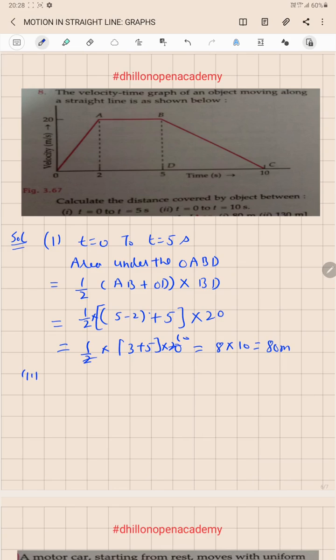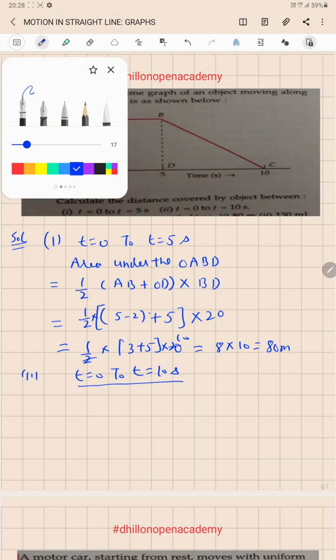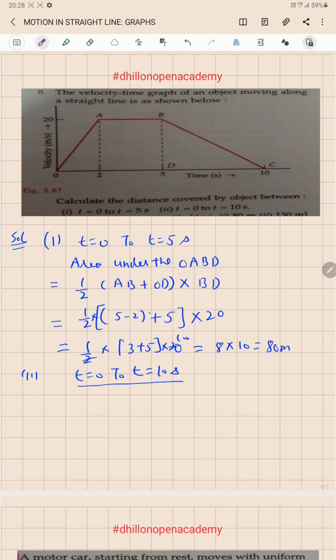Similarly, we can find the second, from time t equal to 0 to time t equal to 10 seconds. Over here, we are finding the complete area OABC. So in this case, you can see that we have to find out the complete area under the graph, so 0 to 10 seconds.